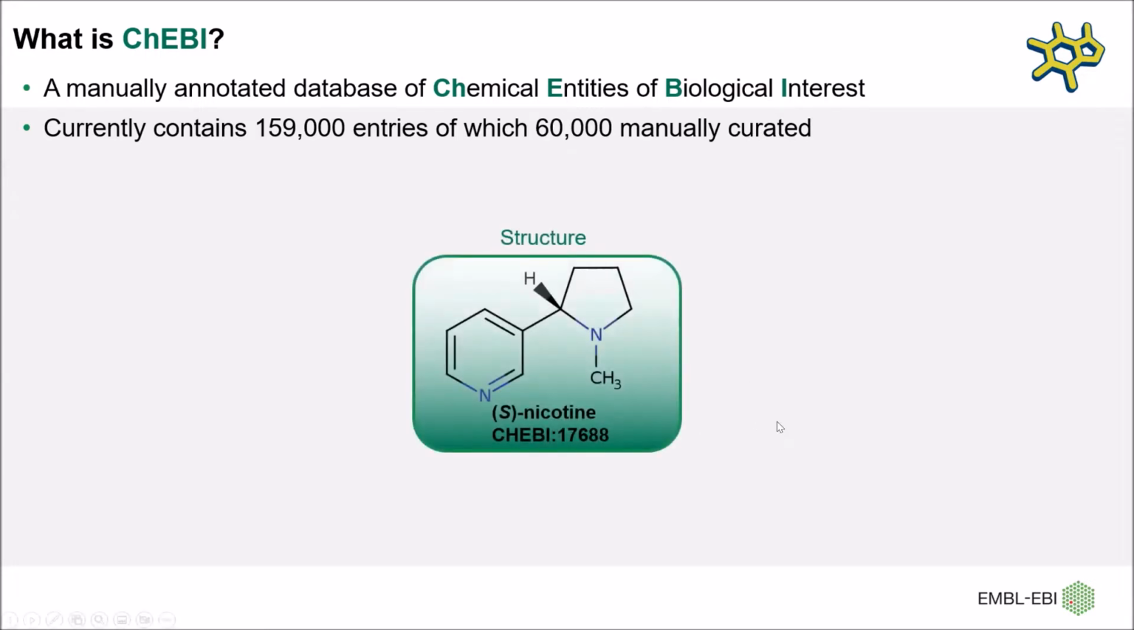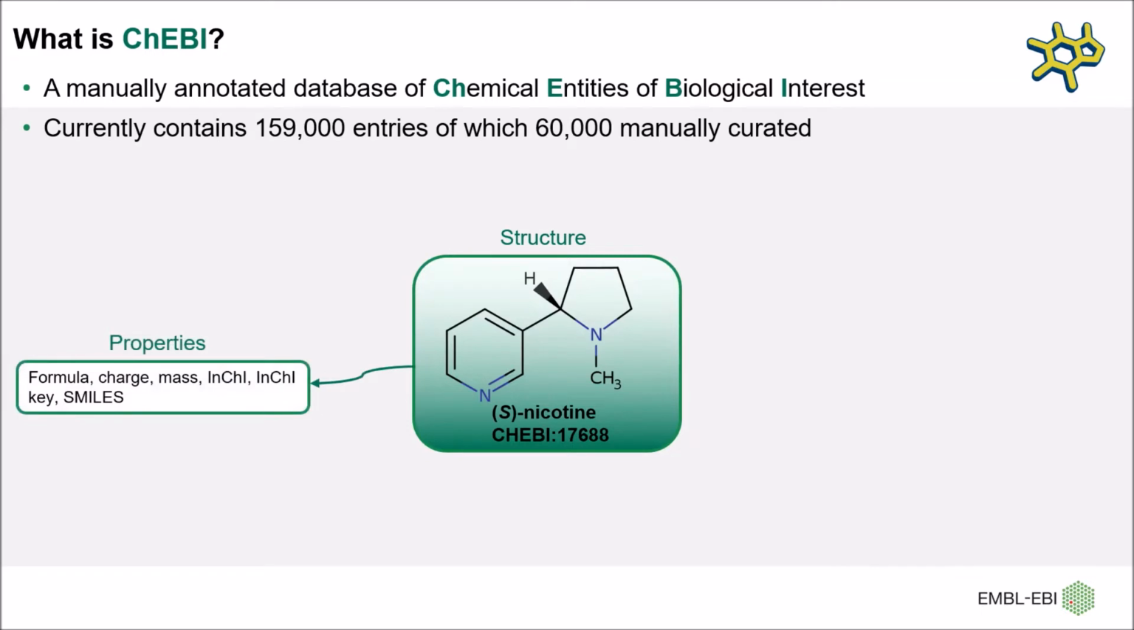So what does ChEBI actually provide? For a given chemical entity, here's an example, S-nicotine, an alkaloid found in tobacco. For a specific chemical entity, we'll provide a 2D structure, and if a 3D structure is available, we'll provide that. We'll provide an unambiguous ChEBI name for that structure, and also assign a unique and stable identifier for that specific entry.